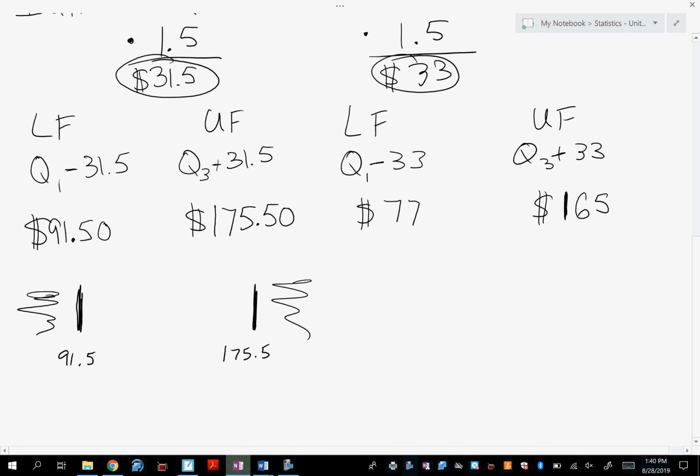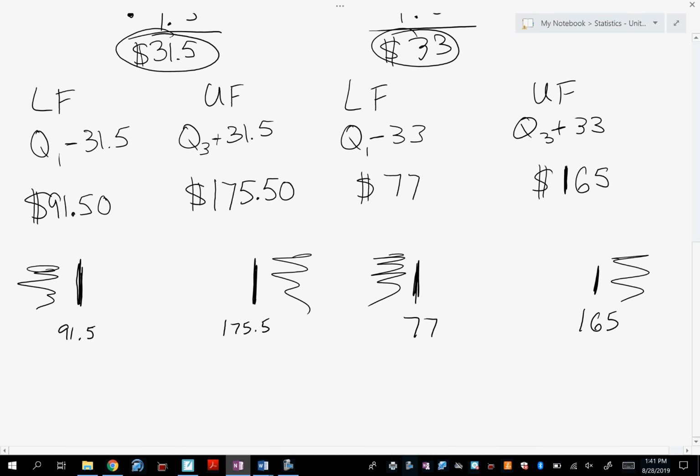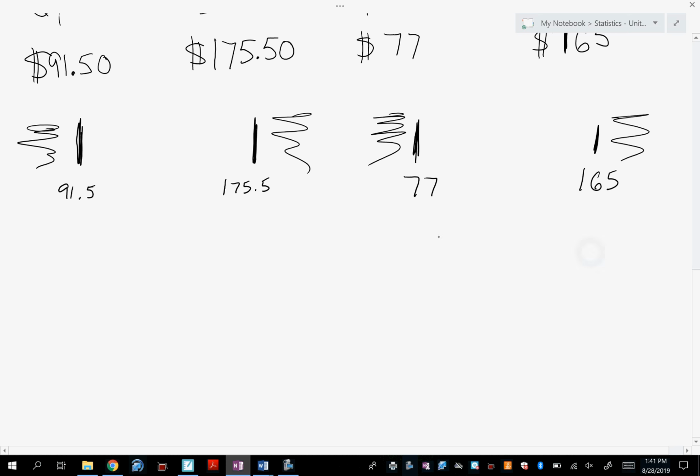So, the next one. If I made these fences, and it was 77, and this is 165, do I have anyone at McTofu that makes below $77? Or anyone at McTofu that makes above 165 a week? The answer is yes. There's one person, right? One person makes, what is it, 180? One person makes 180. So 180 is an outlier. We have our first outlier.